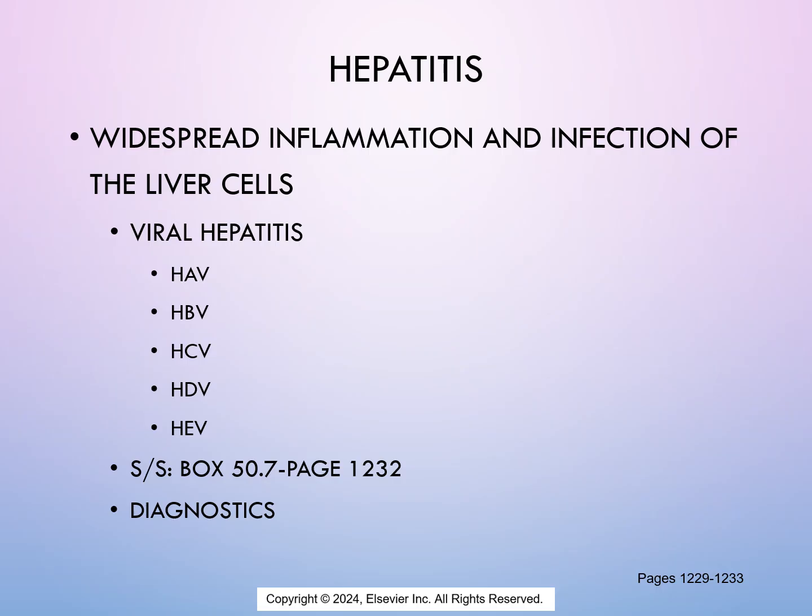For our signs and symptoms, box 50.7 on page 1232 is going to list key features of viral hepatitis: abdominal pain, yellow sclera, muscle and joint pain, diarrhea or constipation, light clay-colored stools, dark yellow to brown urine, jaundice, fever, fatigue, malaise, anorexia, nausea and vomiting, dry skin, and pruritus can all be signs and symptoms.